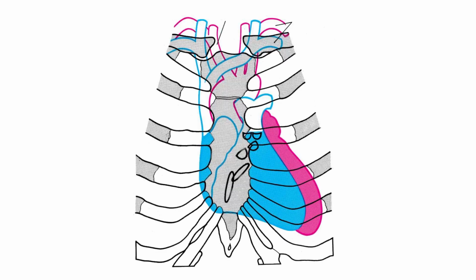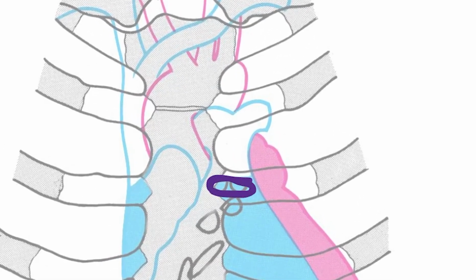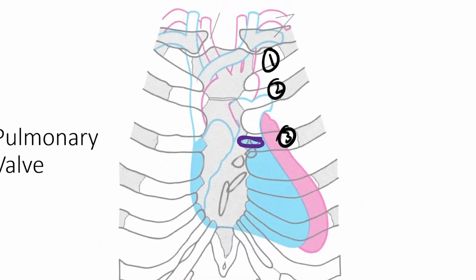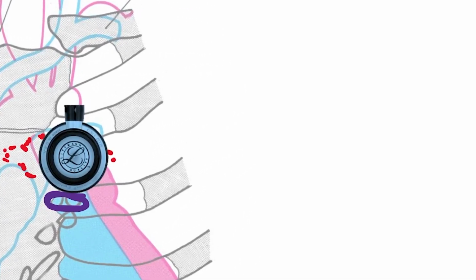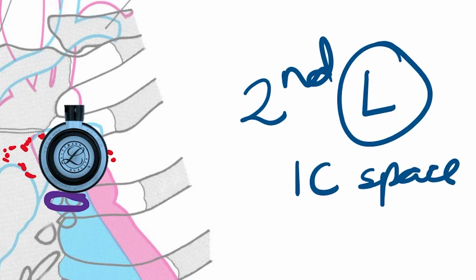The pulmonary valve is located at this point. This is the third costal cartilage. The right ventricle is below and the pulmonary trunk is above. So the blood will flow from the right ventricle onto the pulmonary trunk like this. And in that case, you can auscultate the pulmonary sounds at this point. This is the second left intercostal space.